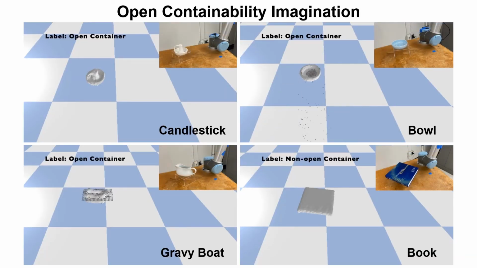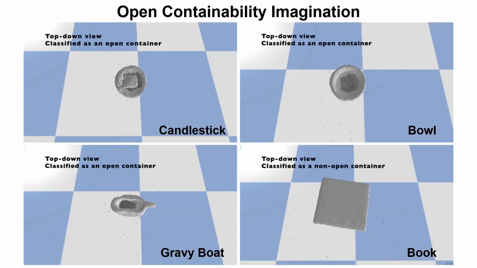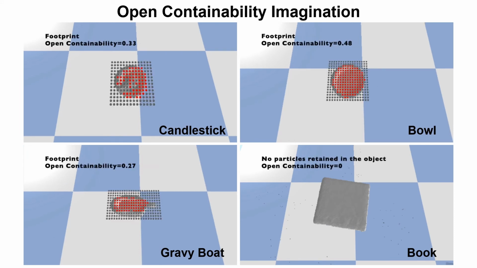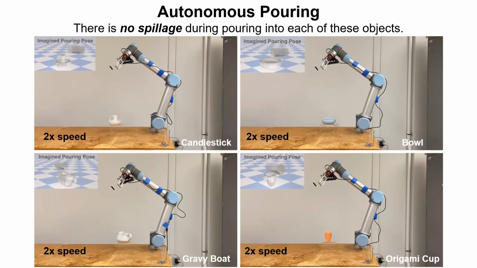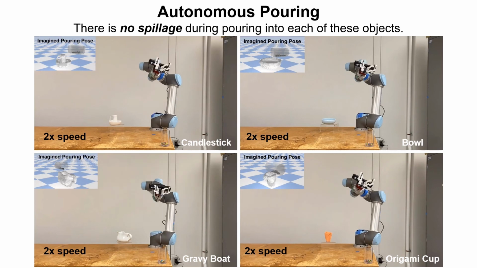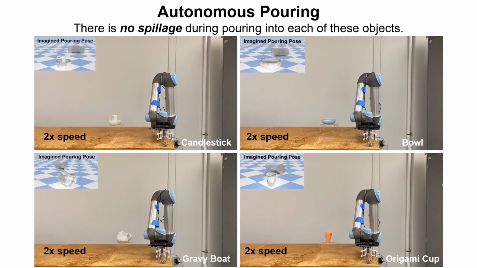Here we show more examples of open containability imagination. Here we show more examples of pouring imagination. Here are the autonomous pouring demos of the objects shown in the pouring imagination.